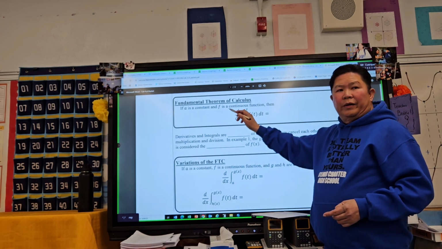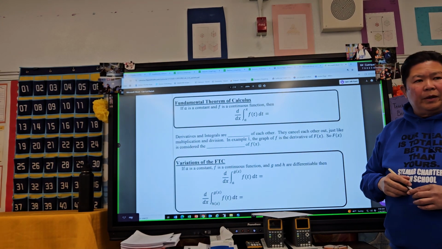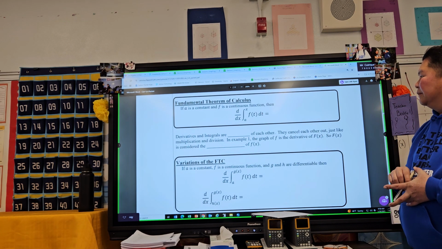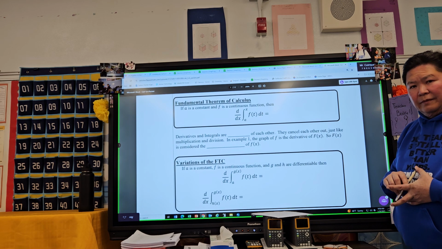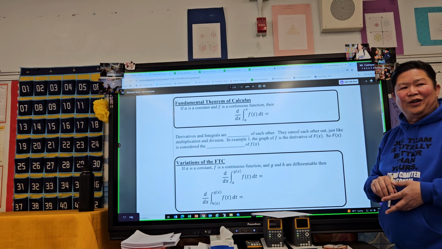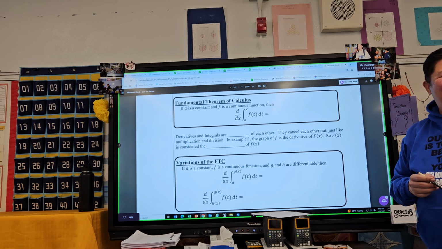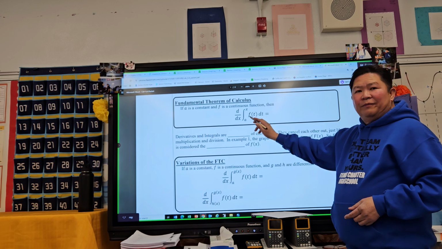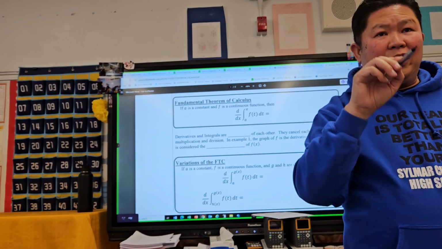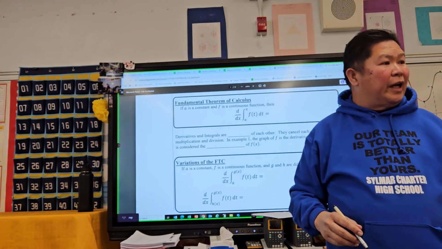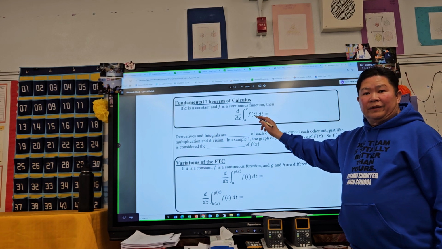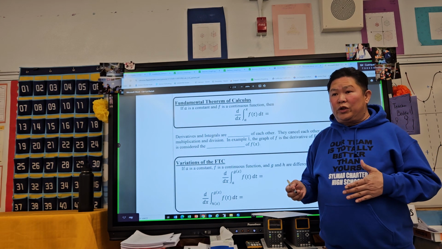Chris Ramirez, can you read this for me, please? If A is a constant and F is a continuous function, then d over dx. Okay, this means what is d over dx? That's derivative, right? And what is that summation? Antiderivative. So look, Alex, the derivative of antiderivative goes to the function itself, the original function.